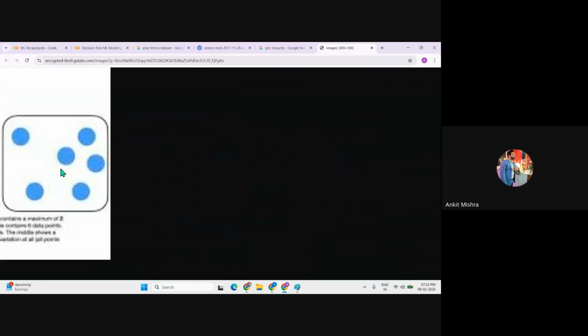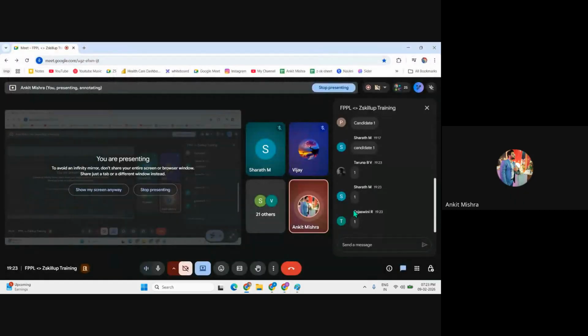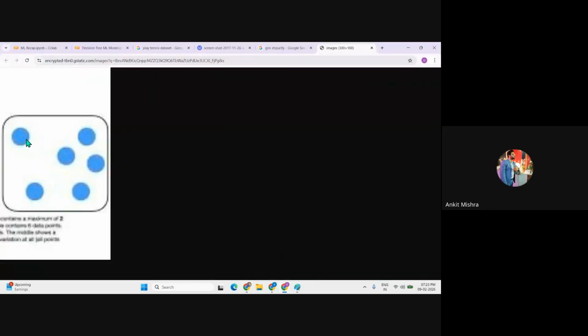Everyone, if I am drawing any ball, what is the probability that the ball will be blue? Just let me know. What is the probability? 1. Why is everyone saying 1? Because we know that this box contains only blue balls. So can I say that this box has zero randomness? Zero randomness means there is no mixed set of different balls here, right? Whatever ball I pick, it will definitely be 100% blue.